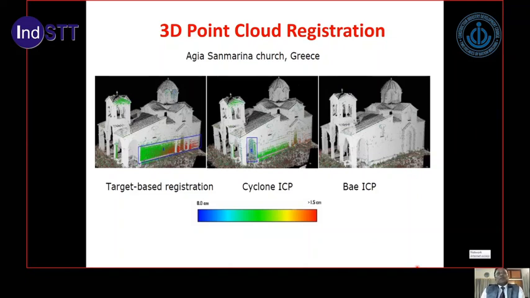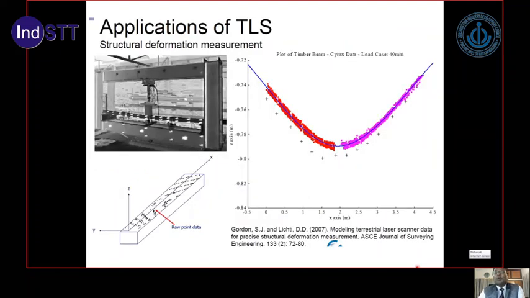Here, structural deformation measurements have been carried out. When the load is passing through a particular structure, then definitely there is a deformation. Sometimes this deformation is within the limit, sometimes the deformation leads to disaster. The structure fails. So for that deformation study, you can see the sag in the curve also, which has been monitored with the help of the terrestrial laser scanner.